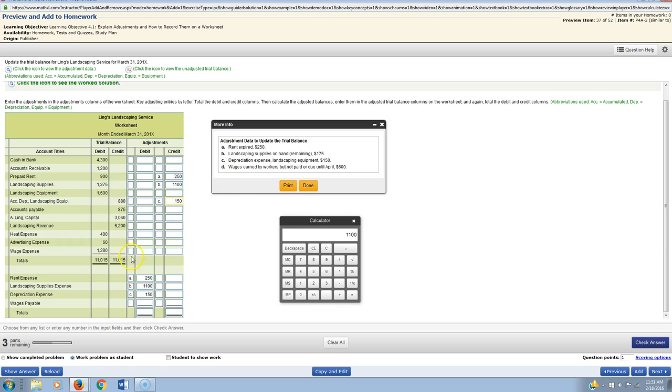And this last one here has to do with the accrual of wages. What that means is we've had employees work for us since the last paycheck. And now it's the end of the month, March 31st, so they worked two or three days, but they are still unpaid because payday comes in April. Because the expense was incurred in the month of March, we have to add that $600 into the wages expense account. Prior to this, there had been 1280, and now in D, we're going to add $600 to the wages expense account.